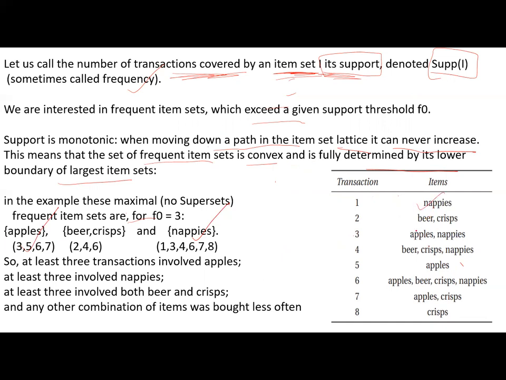Nappies we have taken. Beer, crisps. Beer, crisps, if you take, this is 1, this is the second one, and this is the third one. So it is written as 2, 4, 6. So at least 3 transactions involve apples. At least 3 involve nappies. At least 3 involve both beer and crisps. Any other combination was bought less often. This is how we have to calculate the score.